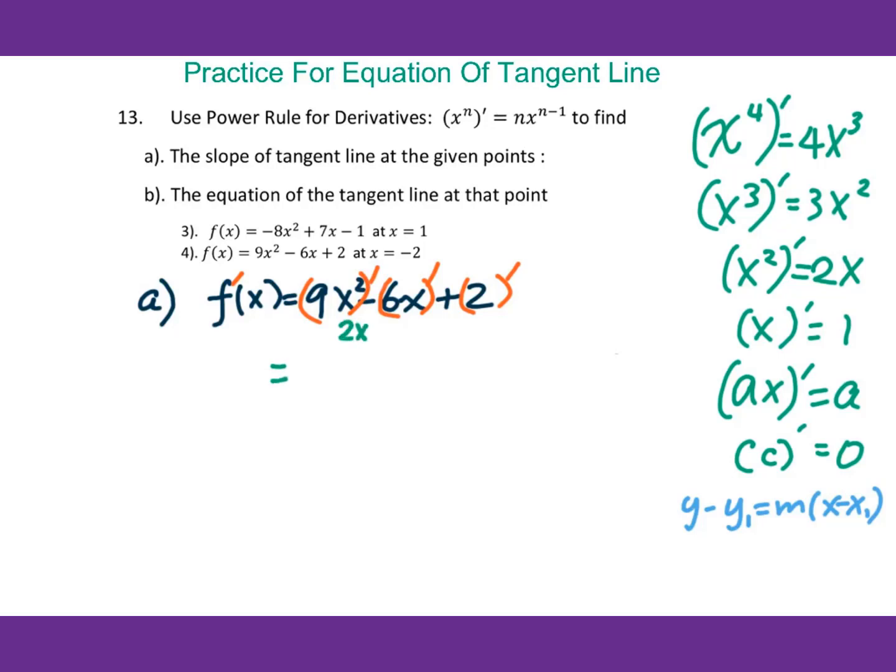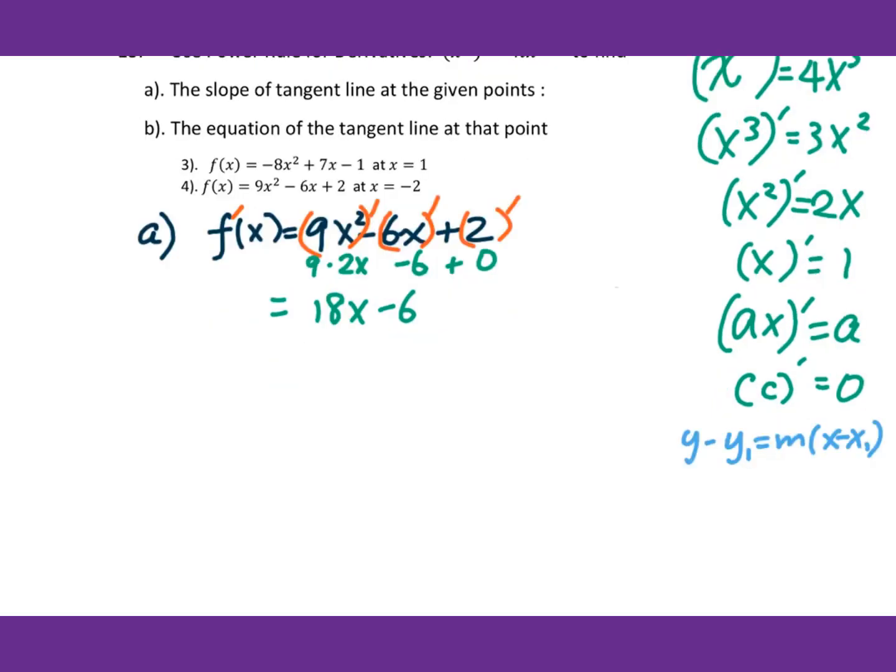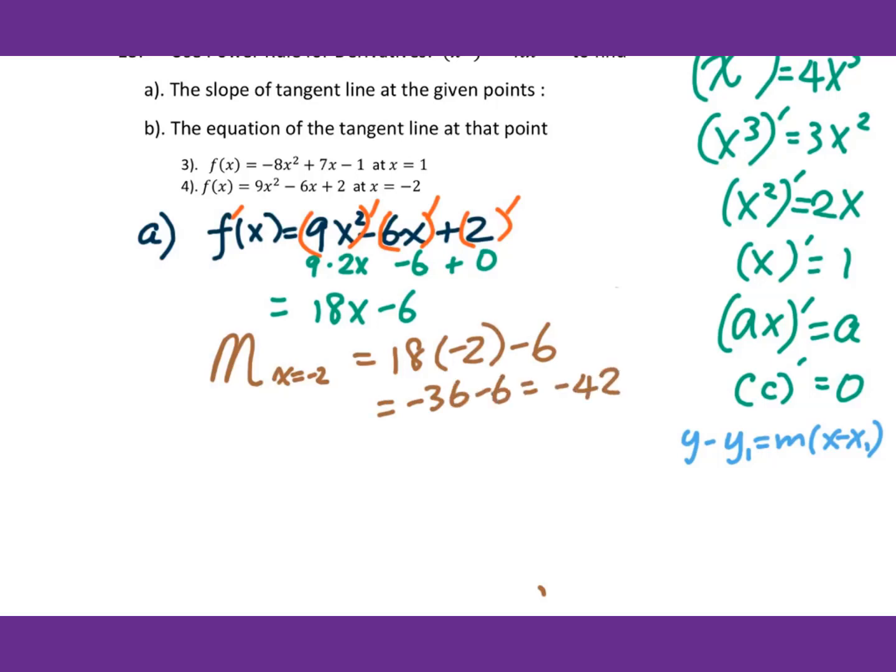X squared derivative will be 2x. So 9 times 2x. This will be negative 6. This is 0. Then we organize, we got 18x minus 6. Slope of a tangent line, that's x equals negative 2. We plug negative 2 to this derivative. You will get negative 36 minus 6 equals negative 42.